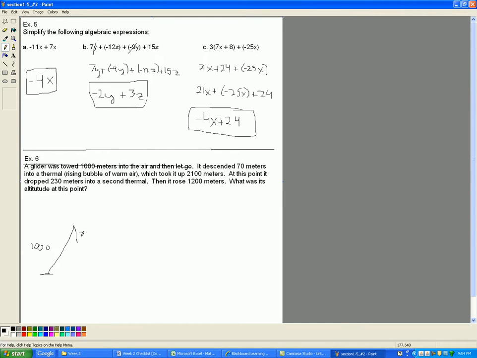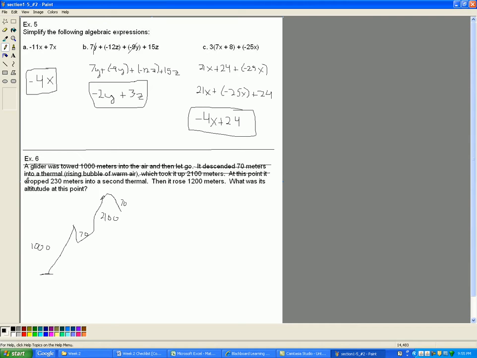Fell 70 into a thermal, which took it up to 2,100 meters. So then the thermal made him rise, and he went up another 2,100. So from here to here was 2,100. And then over here he had a second thermal, and that made him drop again.